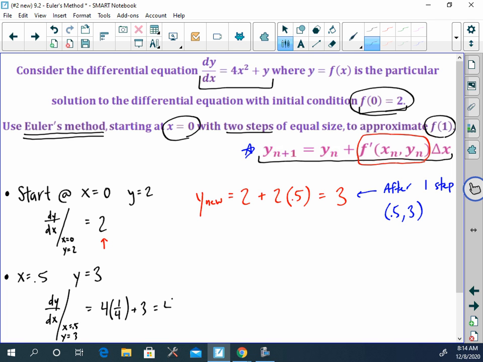So do we get 4? Is that what you guys got? Okay, and I got my work here. If you mess something up, it's easy to mess something up.